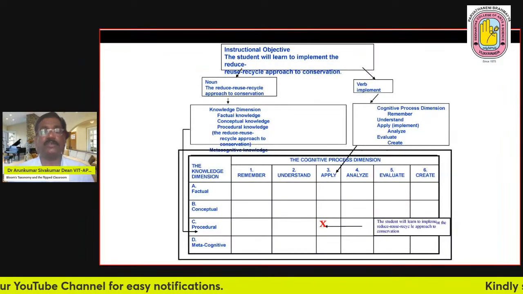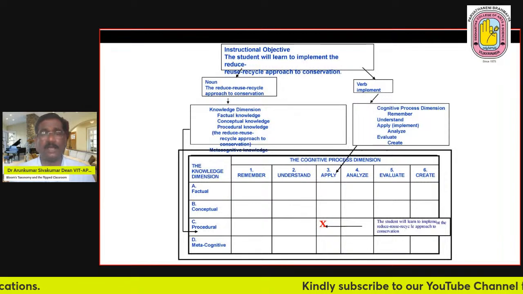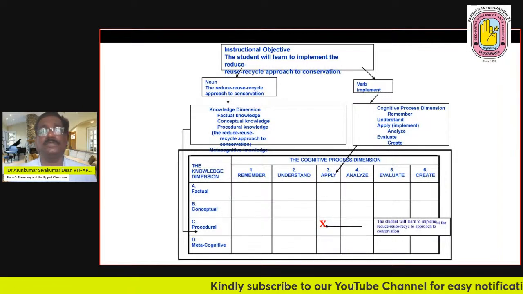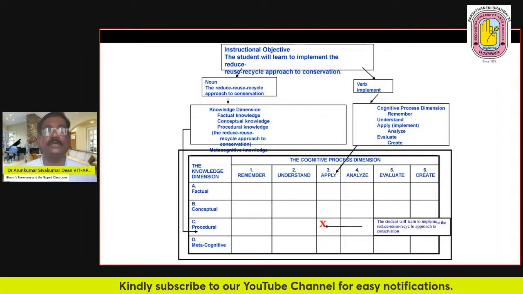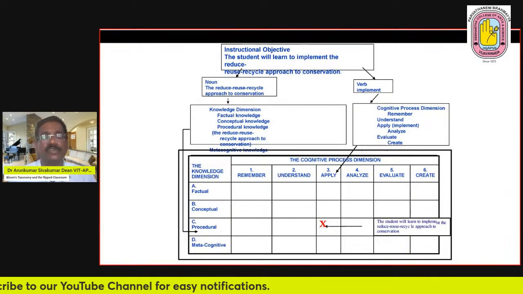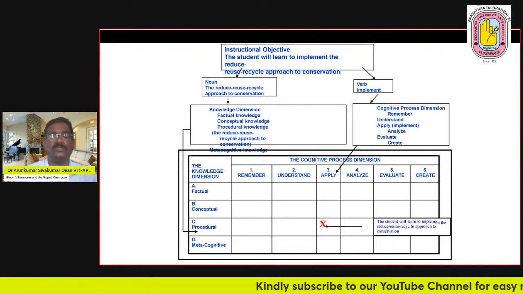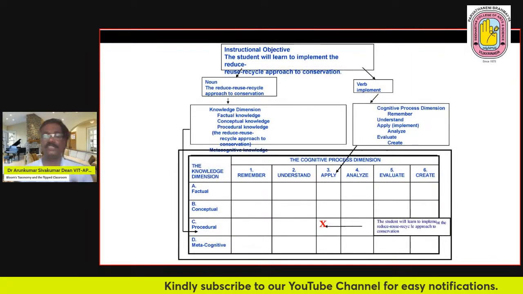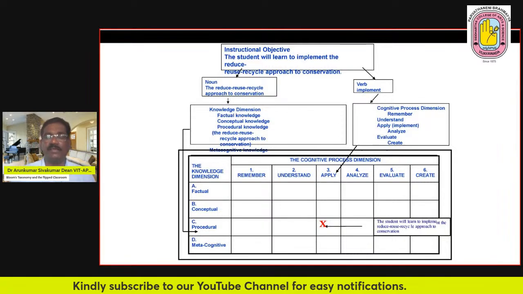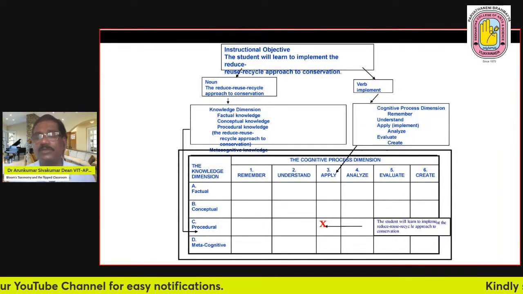So let's move further. In designing your learning instructional objective, the students will learn to implement the reduce, reuse, recycle approach to conservation. So we are supposed to do the resource reuse cycle, verb implement, knowledge dimension. All this knowledge we are supposed to give. So let's take an example. You see here, I have given one mark X. The student will learn to implement the reduce, reuse, recycle.